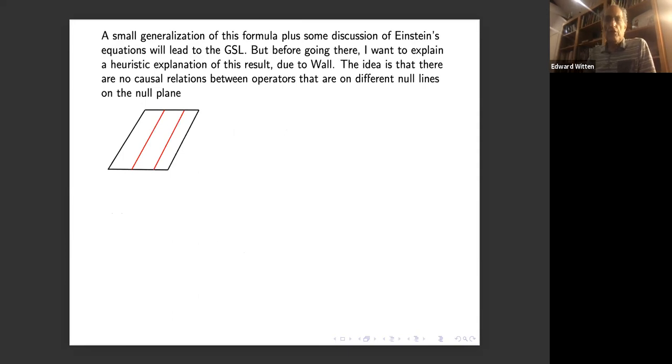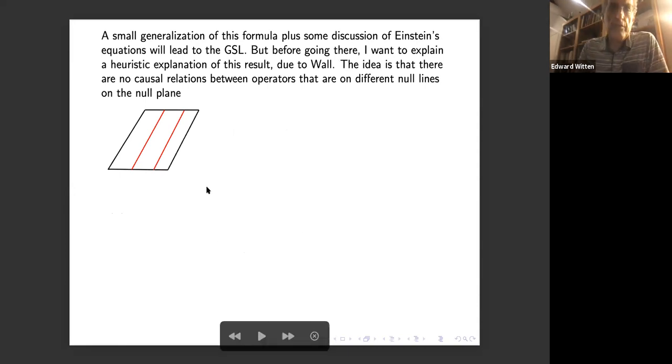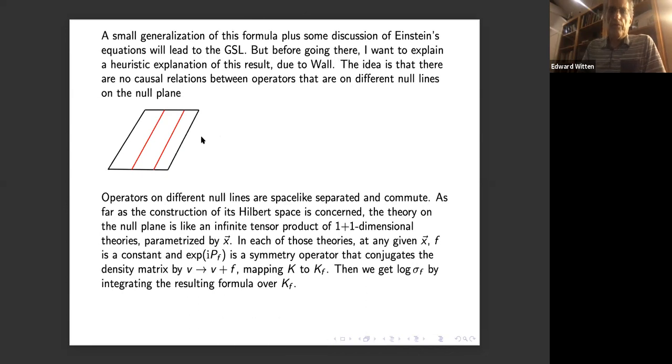The idea is that there are no causal relations between operators on different null lines on the null plane, because they're space-like separated. So the null plane contains all these null lines that go in the v direction. Through any point, you can draw a null line in the null plane, and they're space-like separated from each other. And since they're space-like separated, operators on different null lines commute.